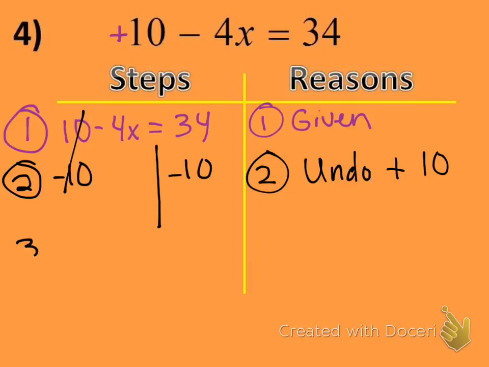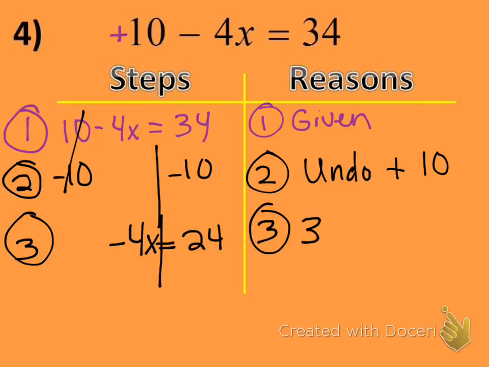So we get that, not 4x, negative 4x. Good. So negative 4x. You can extend your line if you want. Equals 24. And we got the 24 because we just did the math of 34 minus the 10 equals the 24.